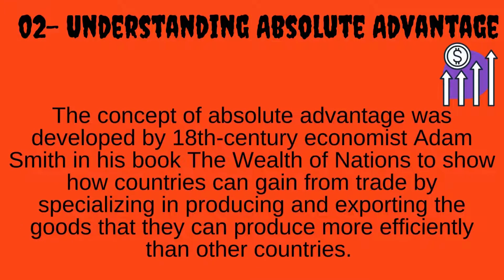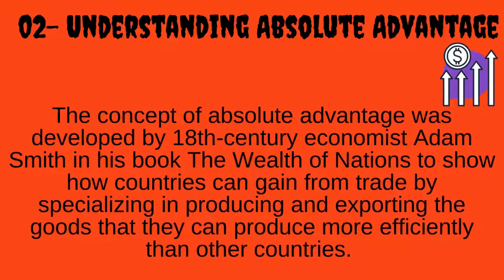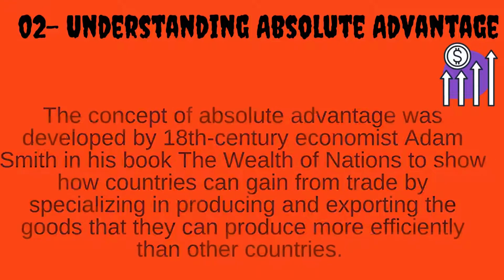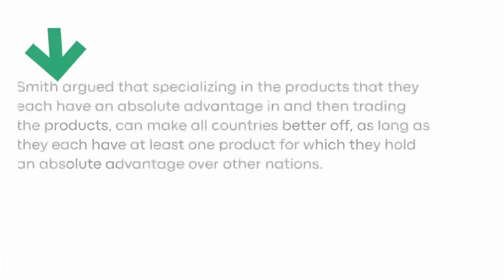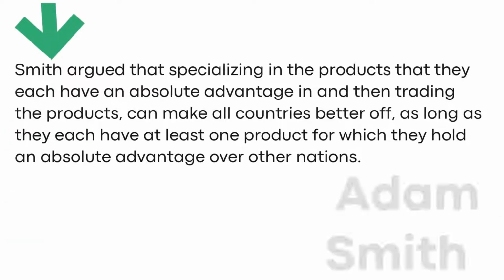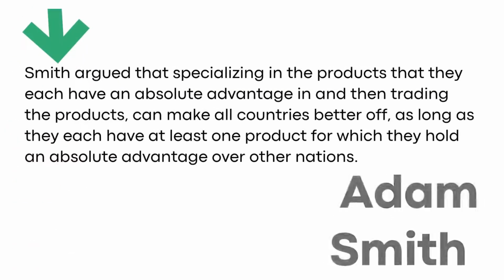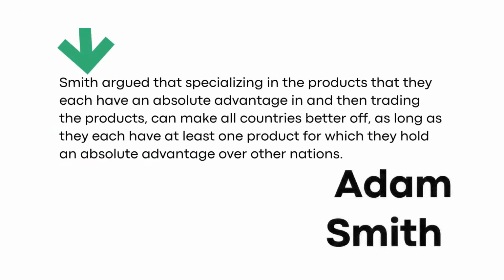The concept of absolute advantage was developed by 18th-century economist Adam Smith in his book The Wealth of Nations to show how countries can gain from trade by specializing in producing and exporting the goods that they can produce more efficiently than other countries. Smith argued that specializing in the products that they each have an absolute advantage in and then trading the products can make all countries better off, as long as they each have at least one product for which they hold an absolute advantage over other nations.